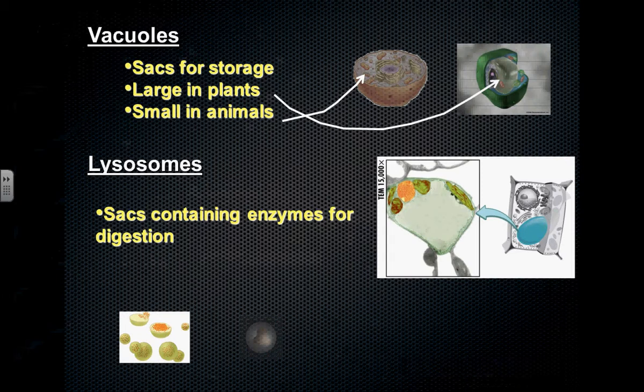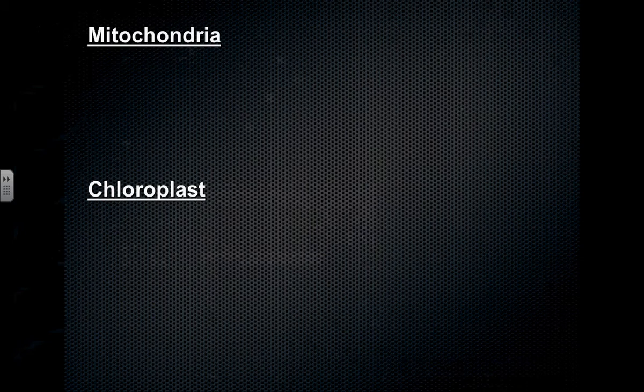All right, this leads us to our last two organelles to talk about. Both are related to energy, the mitochondria and the chloroplast. The mitochondria is often called the mighty mitochondria. That's because it's the powerhouse of the cell. It supplies the cell with all the energy that it needs.